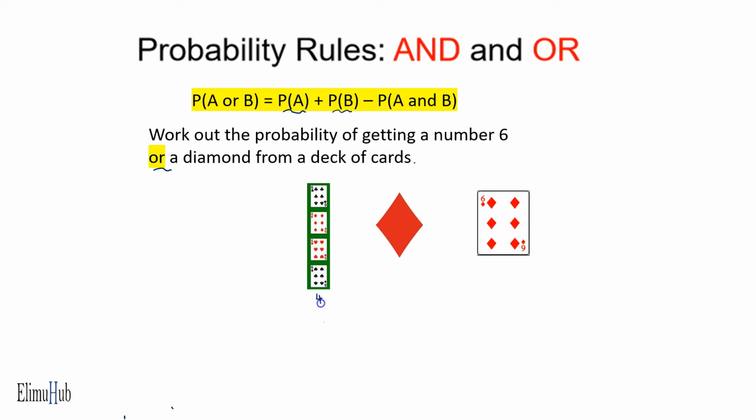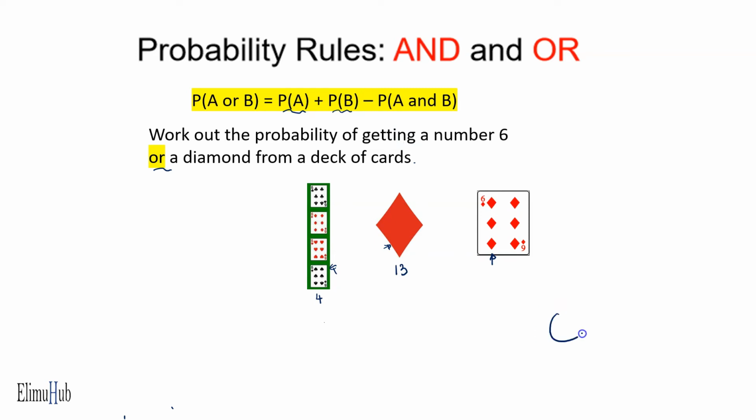There are 4 cards. And how many diamonds are there in a deck of cards? Well, there's 13. So this means we've counted this number 6. It's in here, but it's also in there. So this card is in both sets, and that is why we need to subtract the probability of A and B, because we cannot count it twice. Let me just show you.